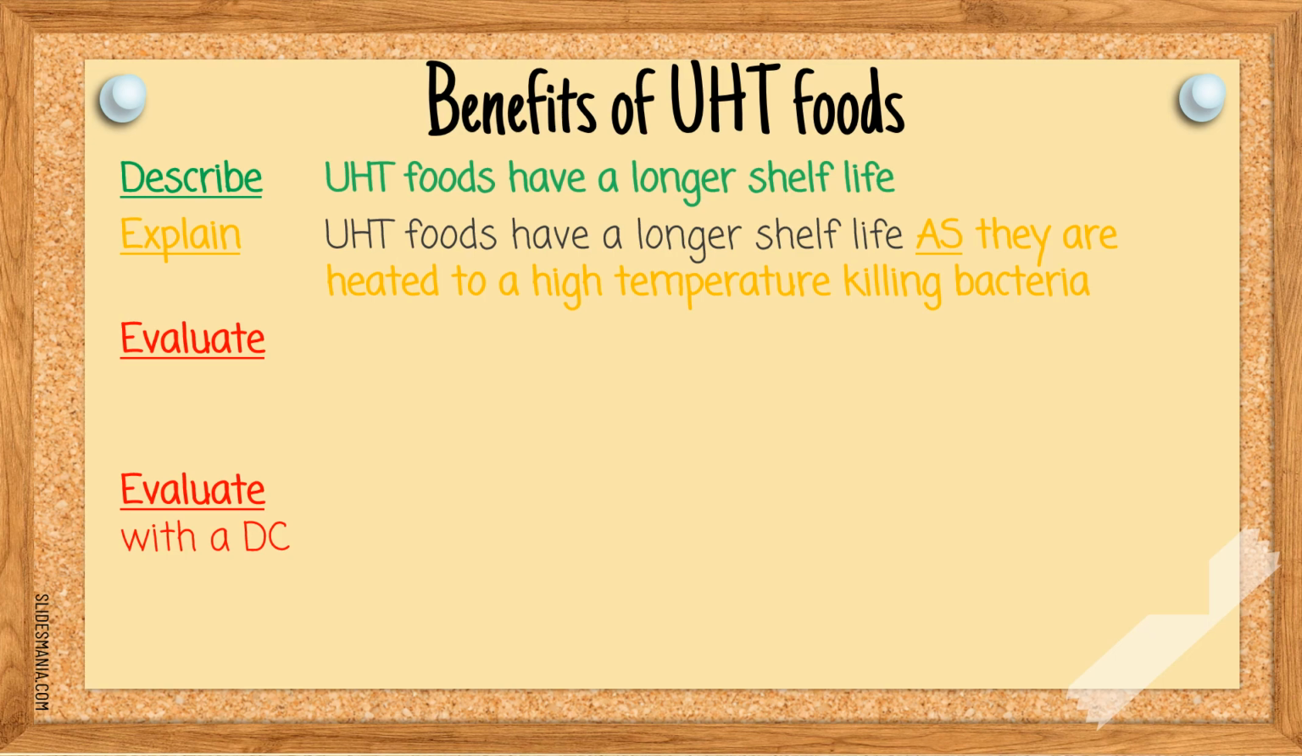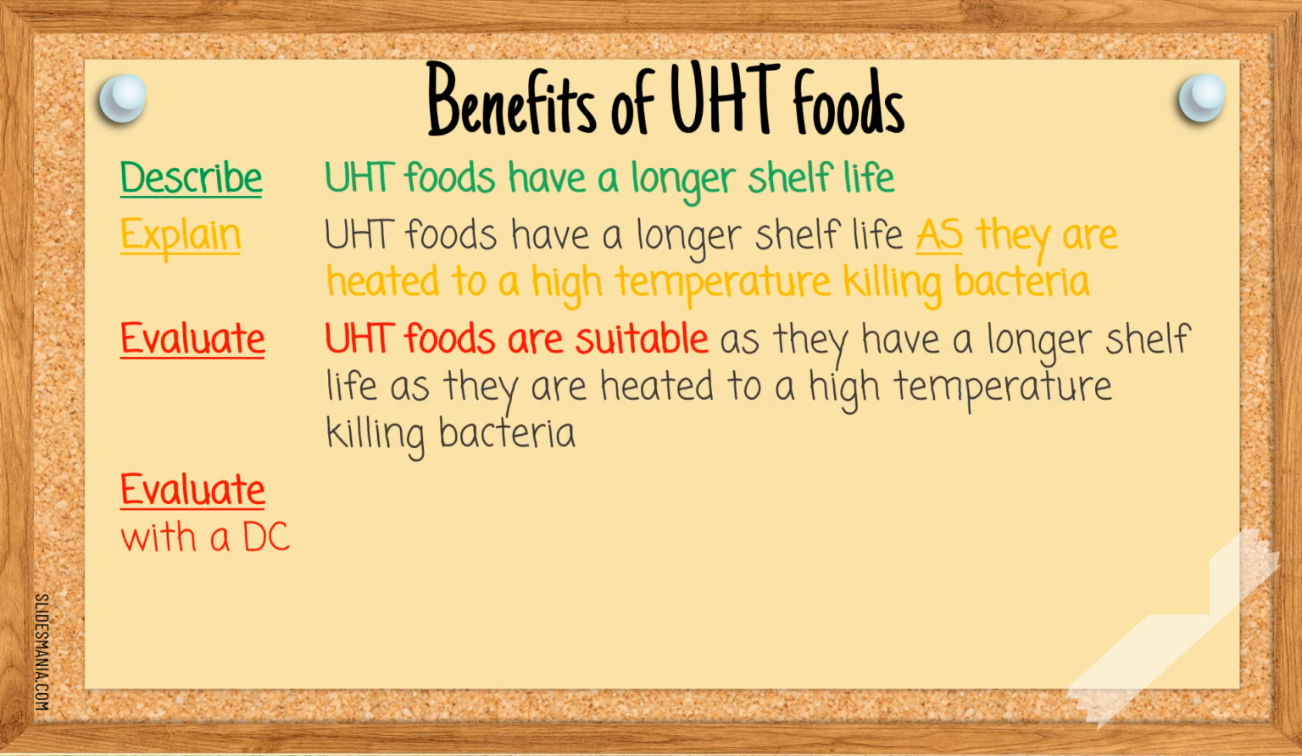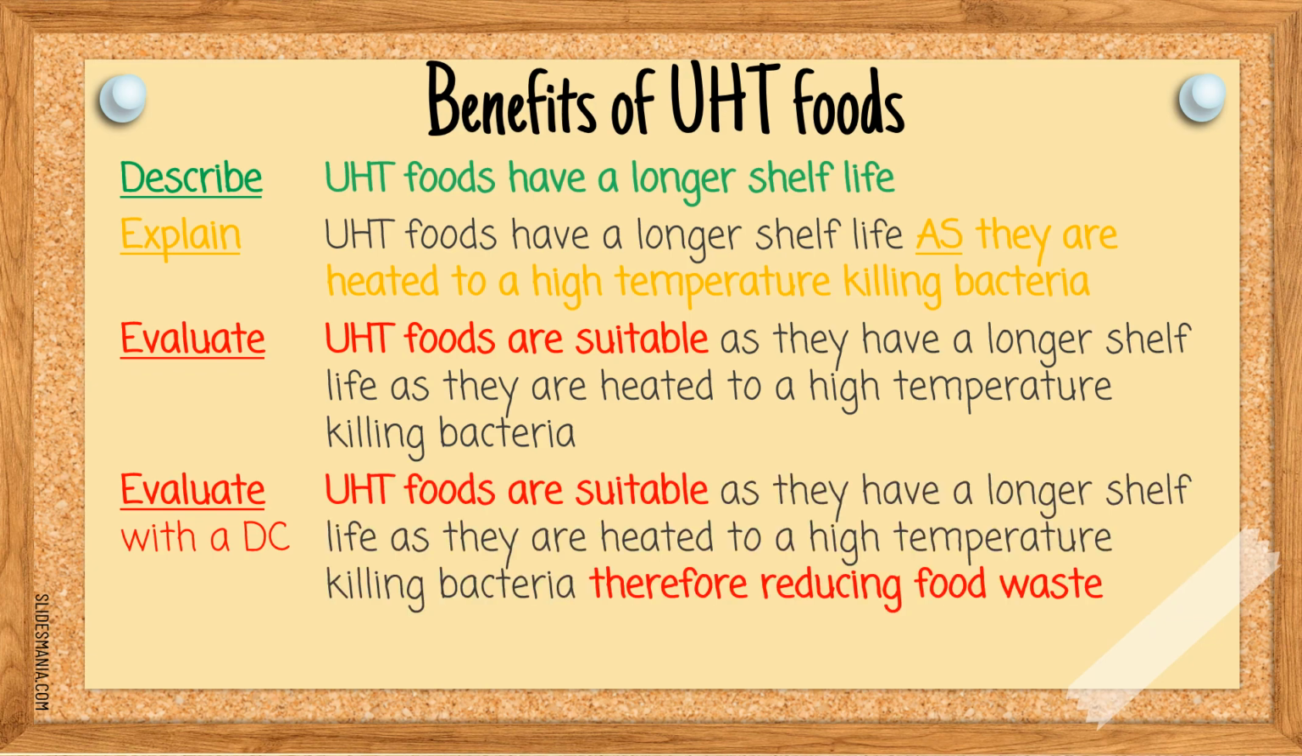If we're then asked to evaluate, we're adding in our opinion. So we're saying UHT foods are suitable as they have a longer shelf life, which is our fact, and then our consequence as they are heated to a high temperature, killing bacteria. If we then wanted to go on and gain our second mark with a developed consequence, we could stick with the same fact, opinion and consequence as we previously have done, and then stated, therefore reducing food waste, which would be a developed consequence and how you get your second mark.